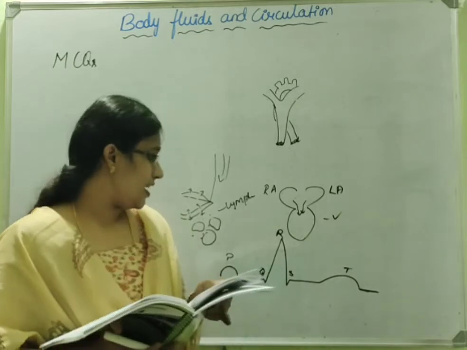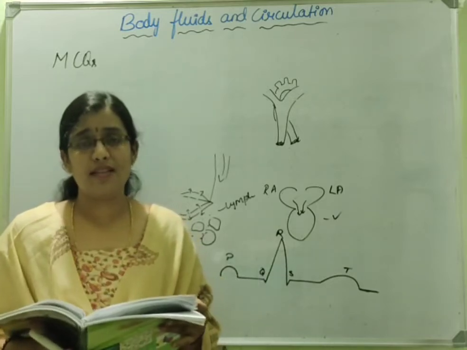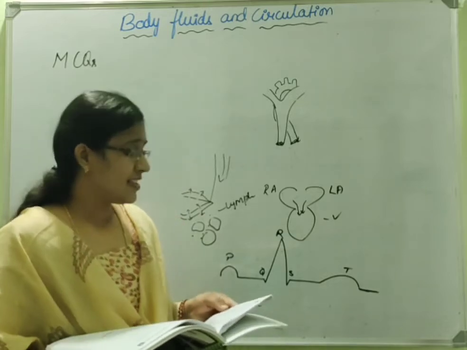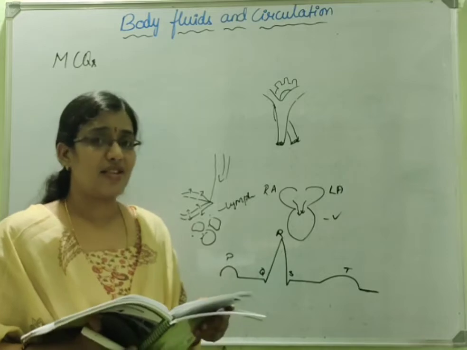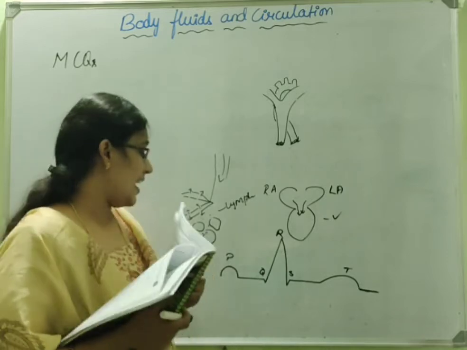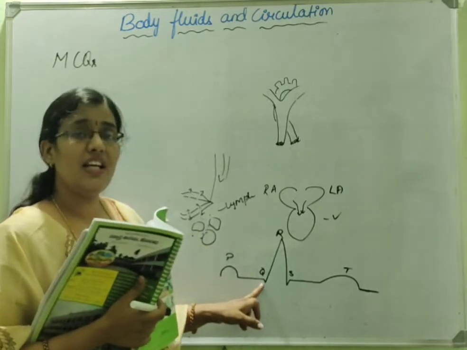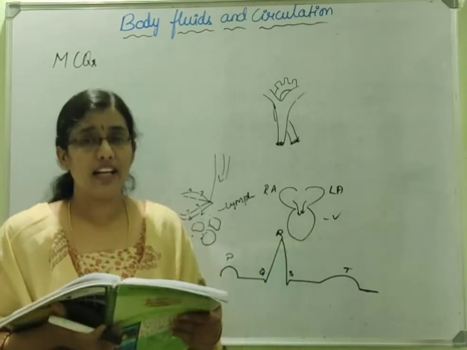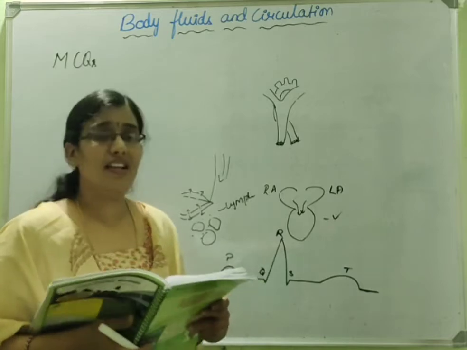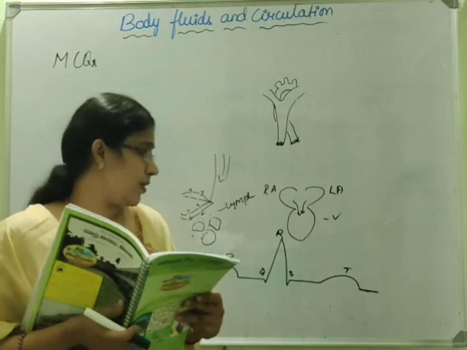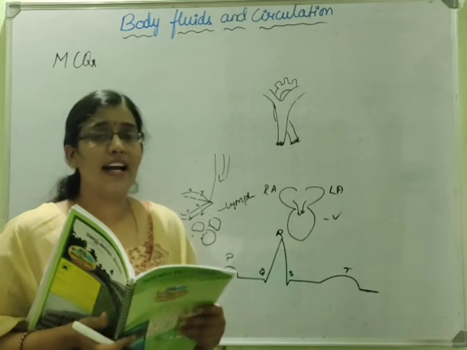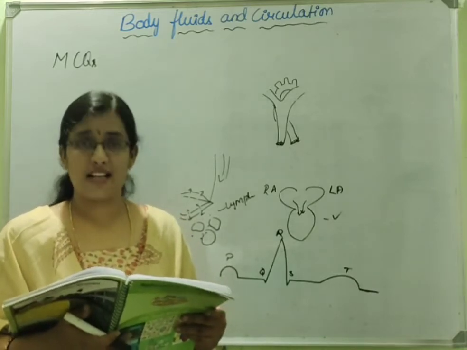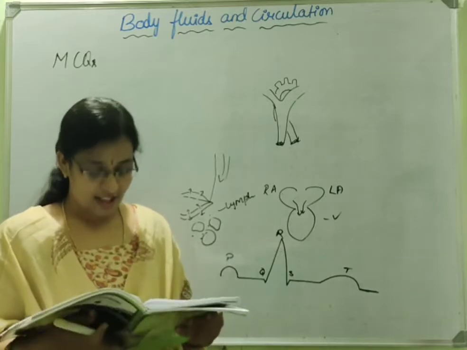Whereas the QRS complex, what is the function of this QRS complex? This indicates the ventricular contraction. See, at Q, ventricular contraction starts. So this QRS complex represents the ventricular systole. And at T, what happens? The ventricles undergo relaxation.